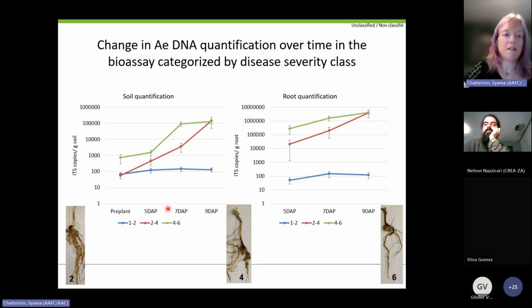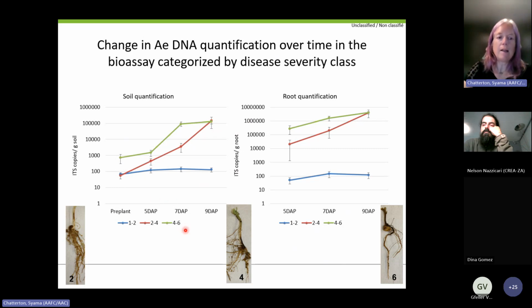And if you break that down further to look at what was happening by disease severity category, things start to make a little more sense. So if we look at the soils that had a rating of 1 and 2, so that would be very low disease severity on the scale here, we can see that that quantification ability does not change at all over the pre-plant up to 9 days. The moderately diseased plants that had the rating of 2 to 4, we can see that the pre-plant starts out the same, but it does increase over those 9 days.